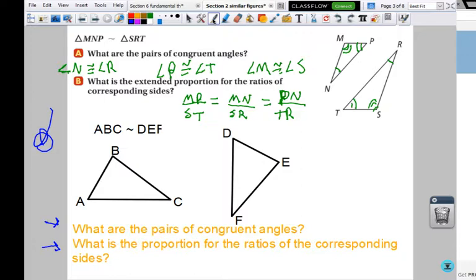I'll give you another minute. Finish it off. I know there's not a ton to write, but there's a little bit more to write than normal, so I'll give you time. What are the pairs of congruent angles, and what's the proportion for the sides? And you know what? Let me scroll down a little here.